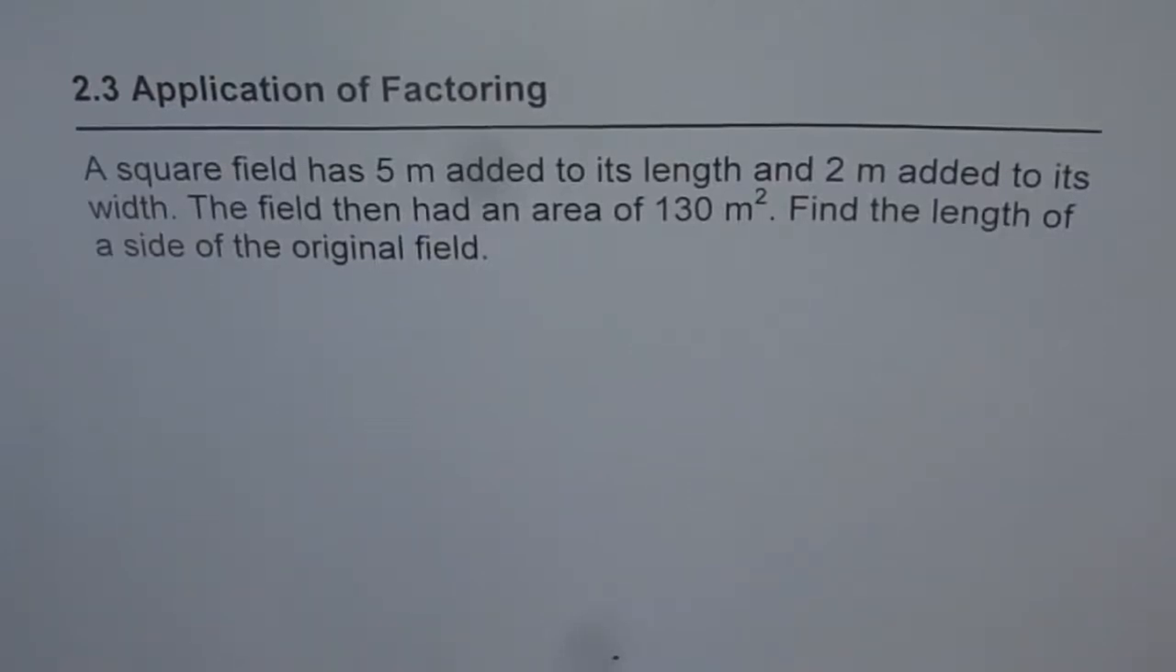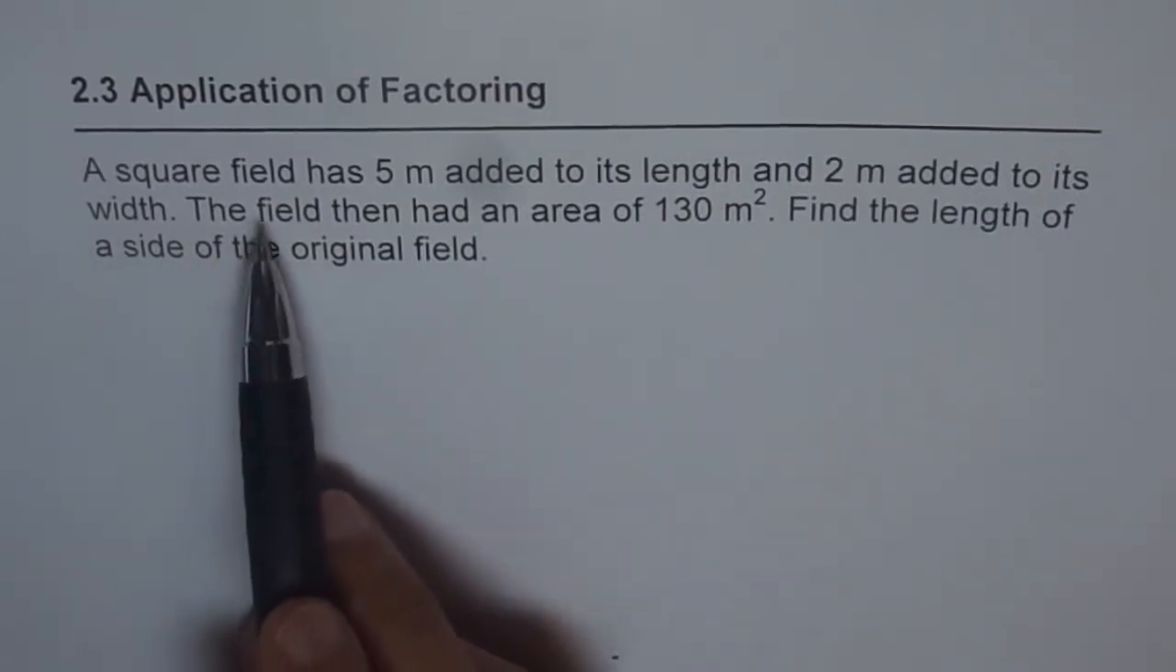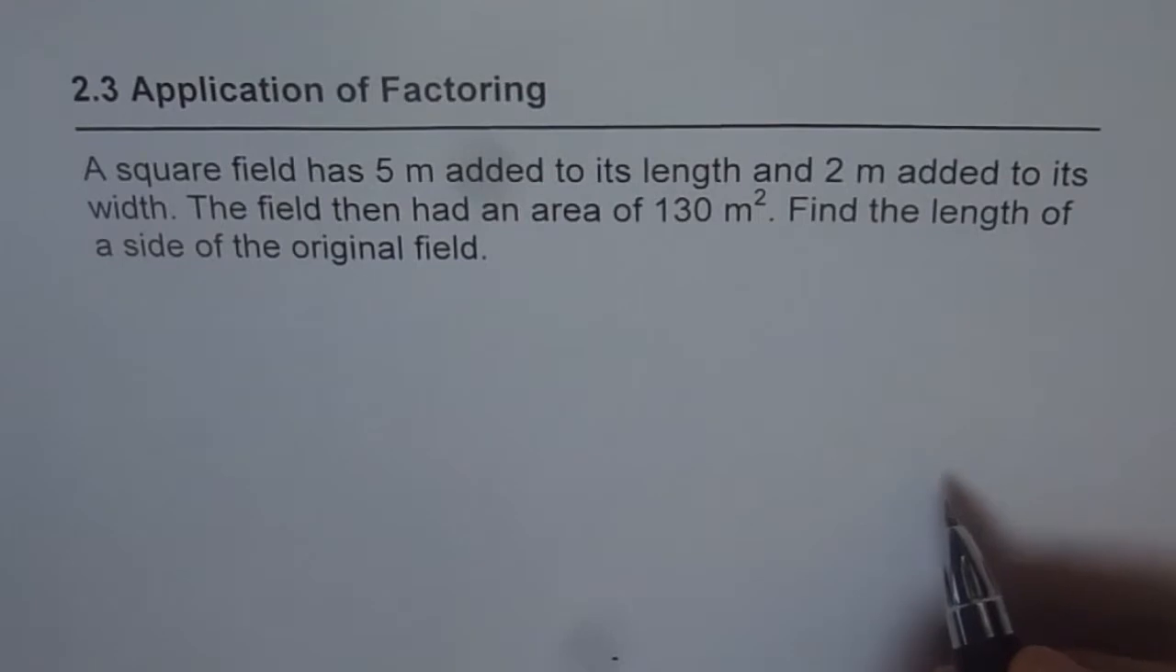Let us explore how factoring helps to solve real-life questions. The question here is, a square field has 5 meters added to its length and 2 meters added to its width. The field then had an area of 130 meters squared. Find the length of a side of the original field.